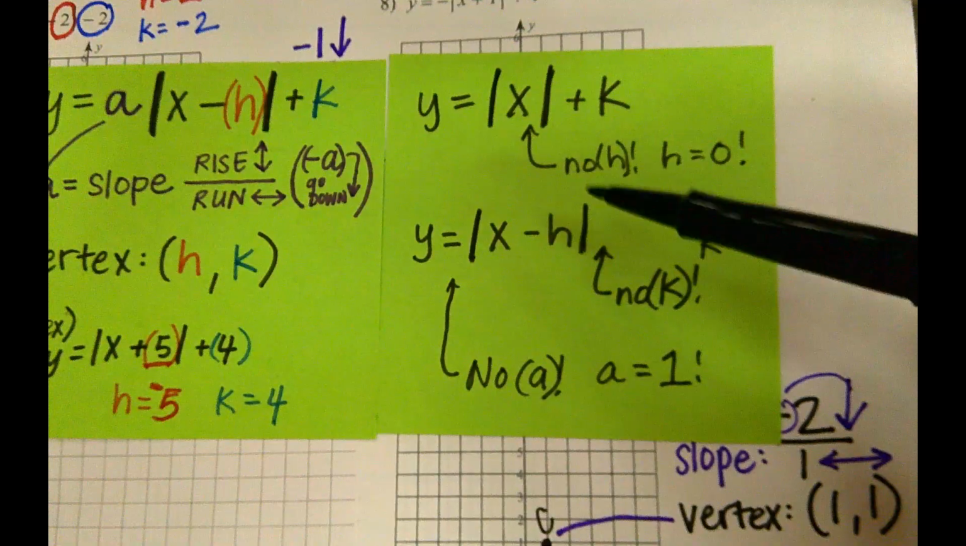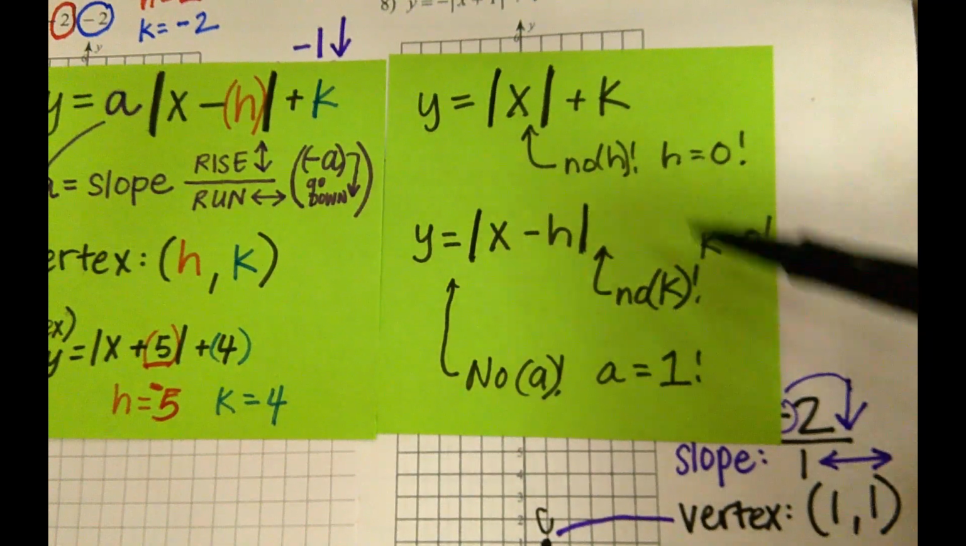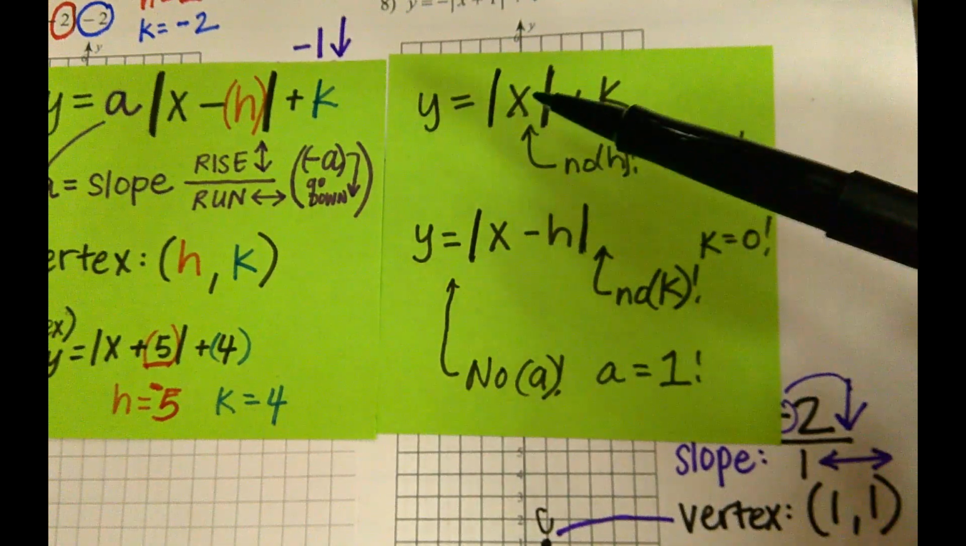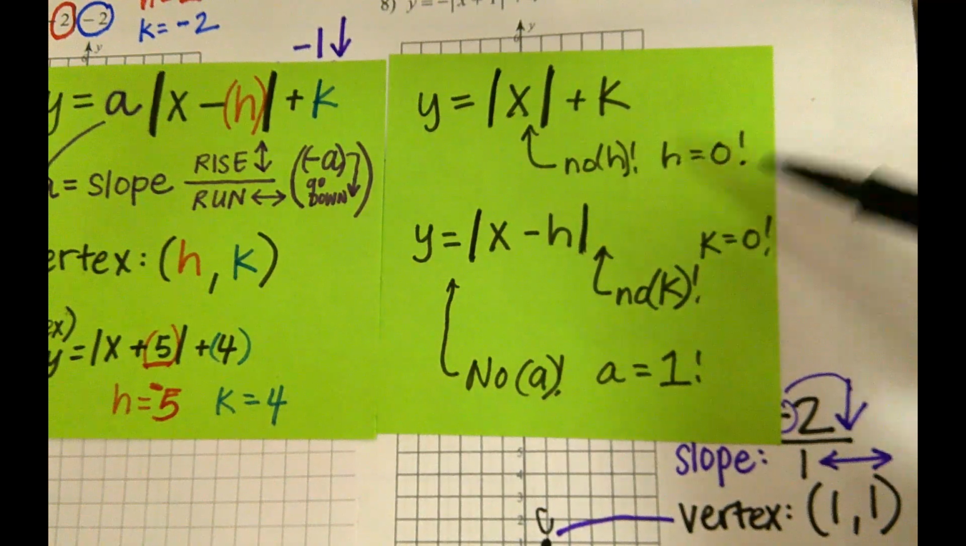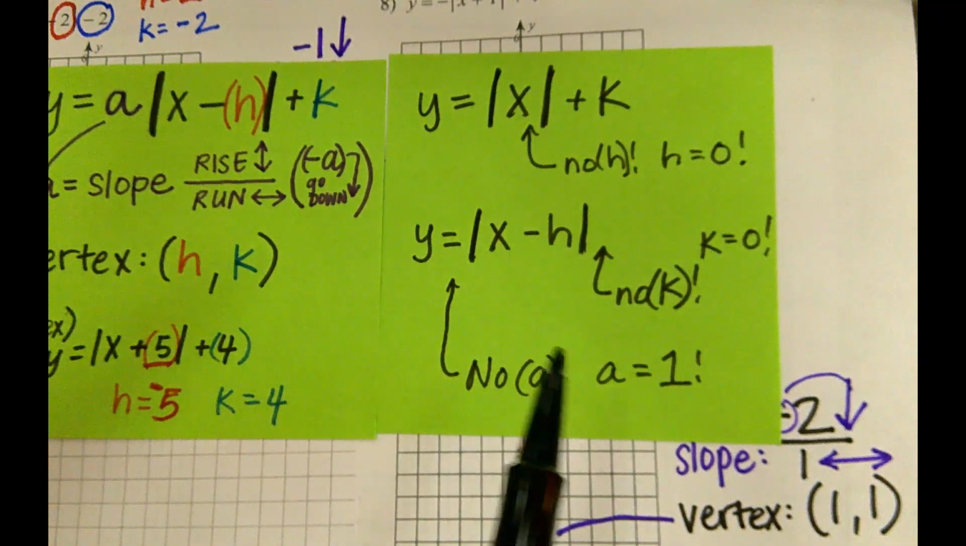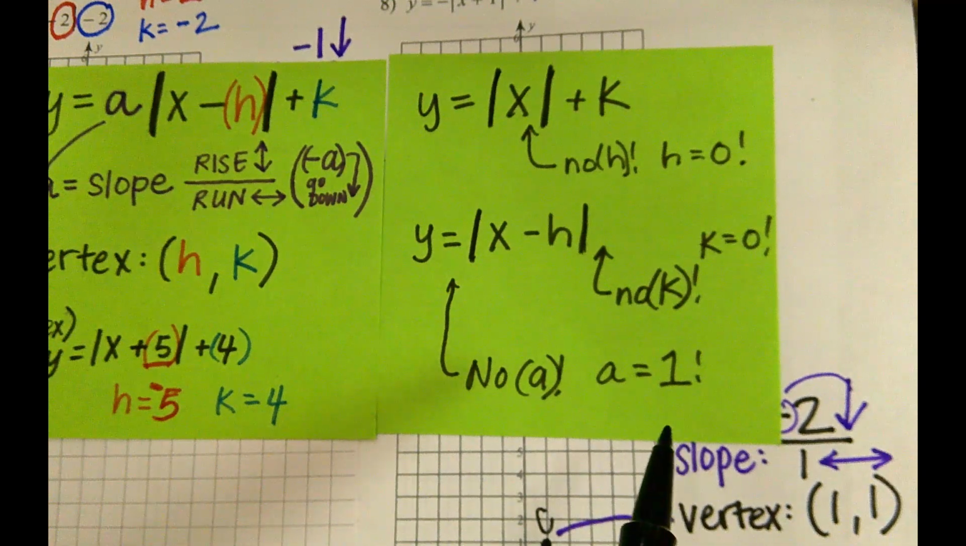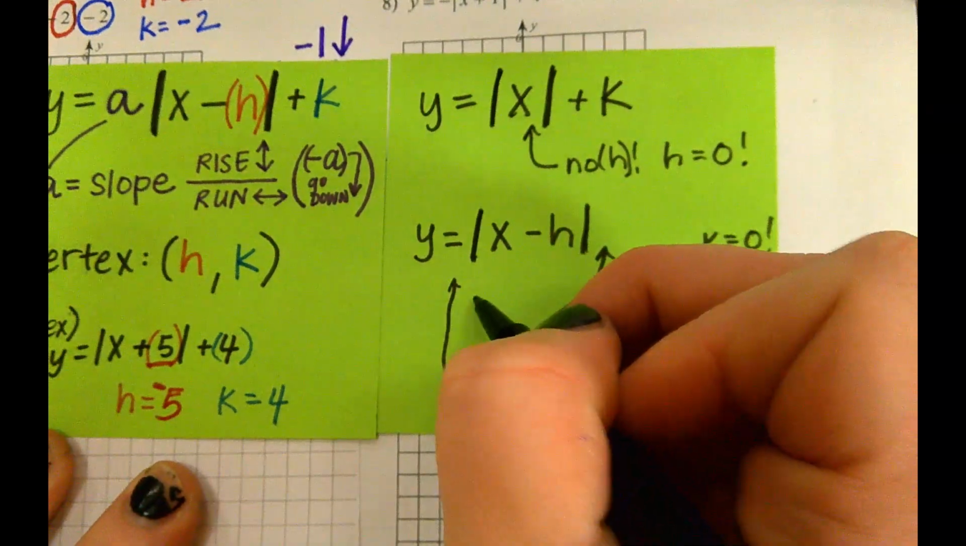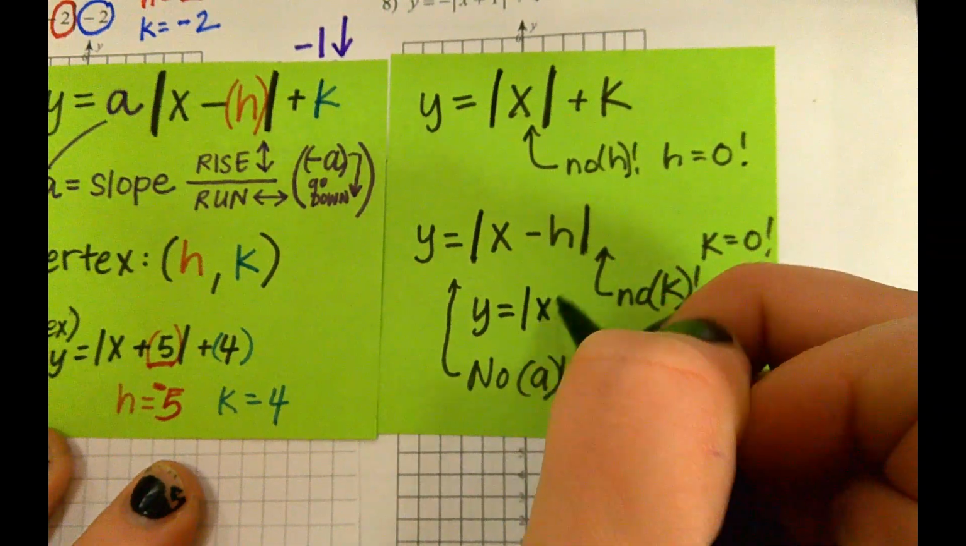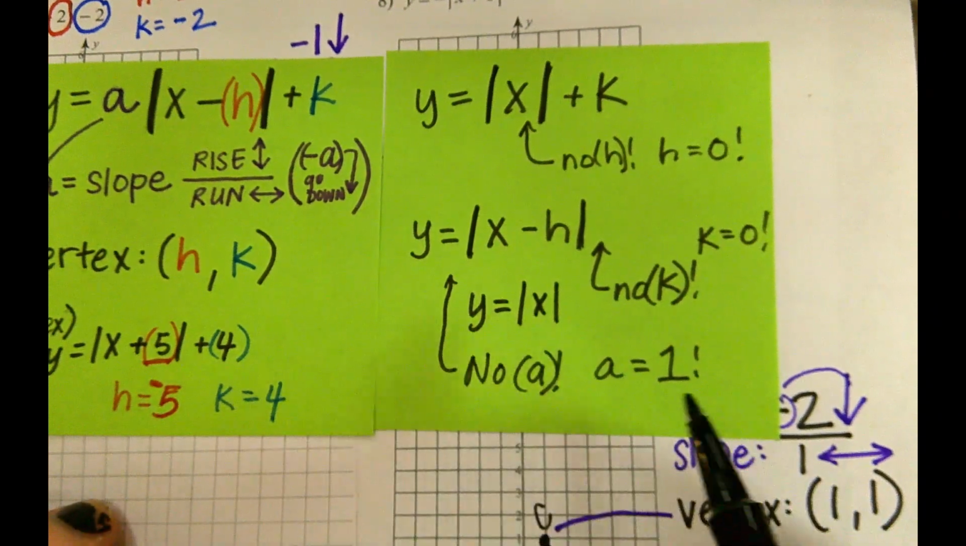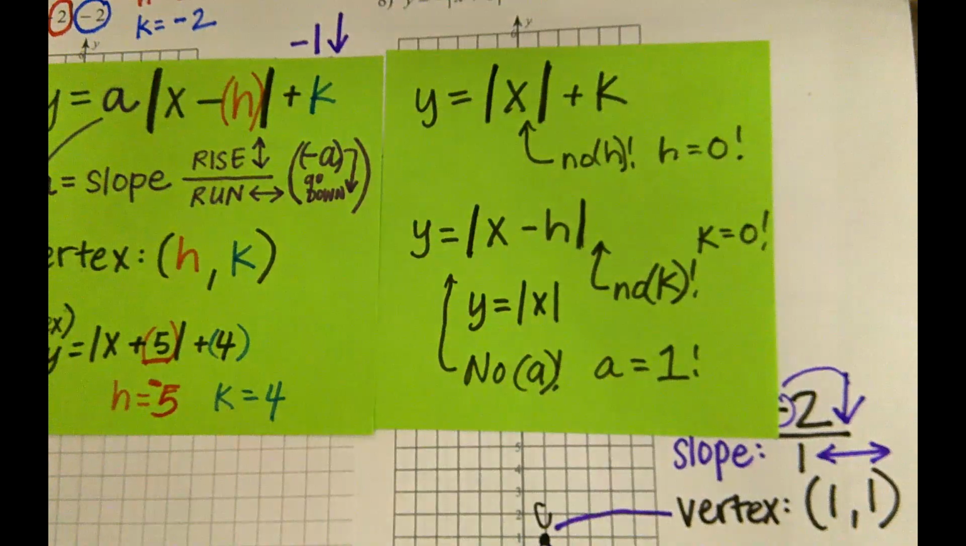That's the difference. If there is no K at the end, your K is 0. There's no H inside, your H is 0. If there's not an A, your A is 1. Your A can never be 0, because then it would just cancel out the rest of the equation, and it would be y equals 0, and that would be the whole thing. So your vertex is going to be 0, 0. Yes, if you have y equals x, your vertex would be 0, 0.